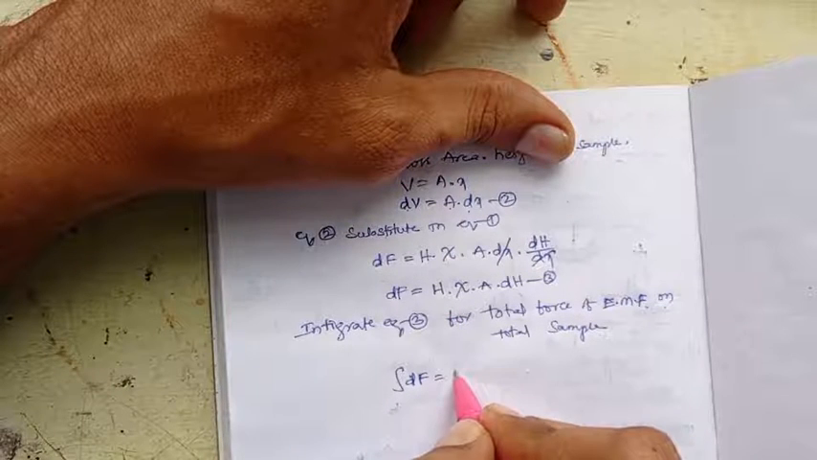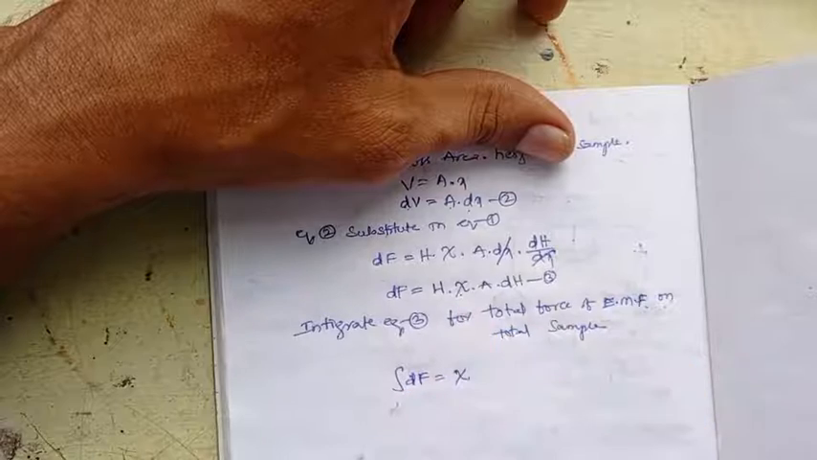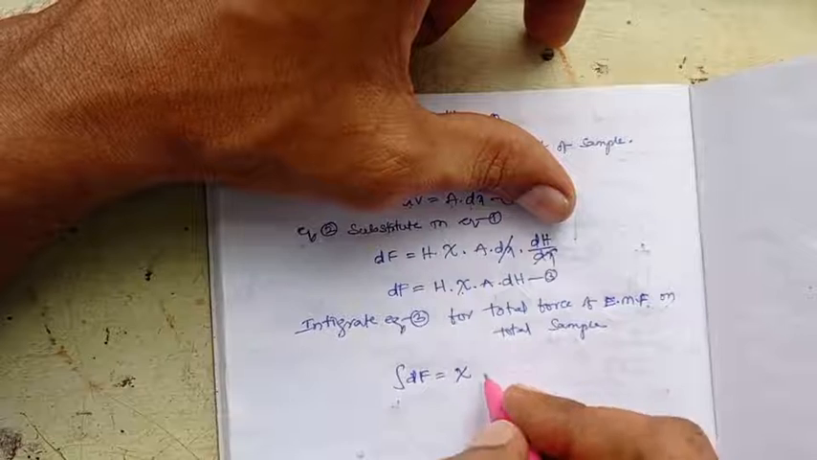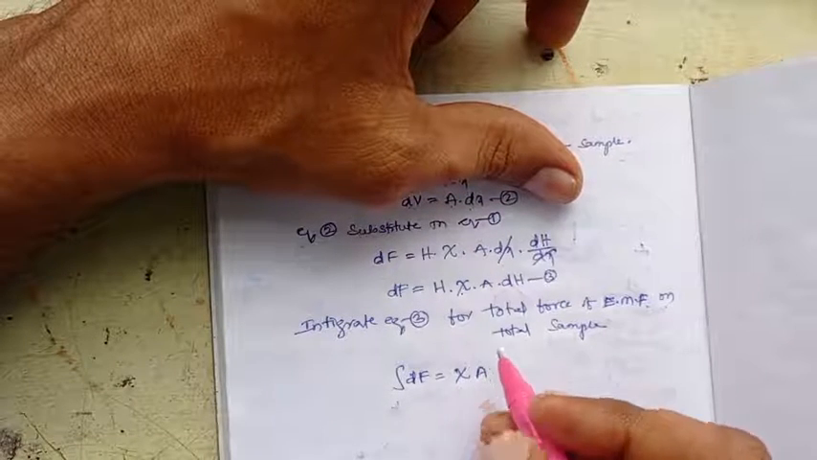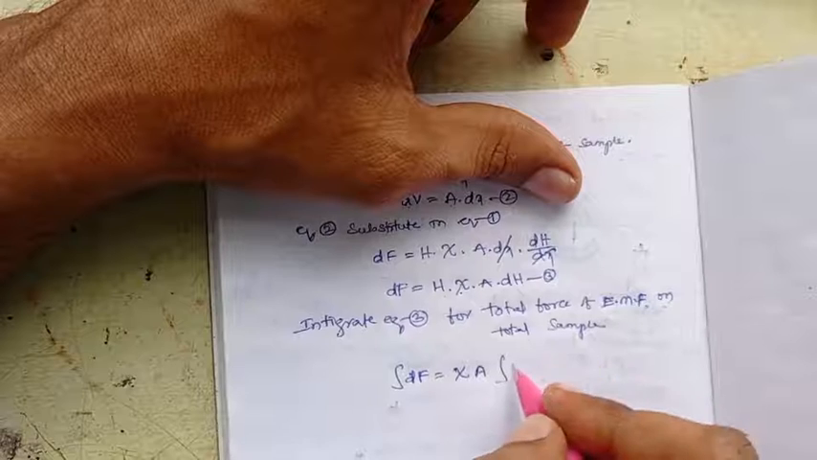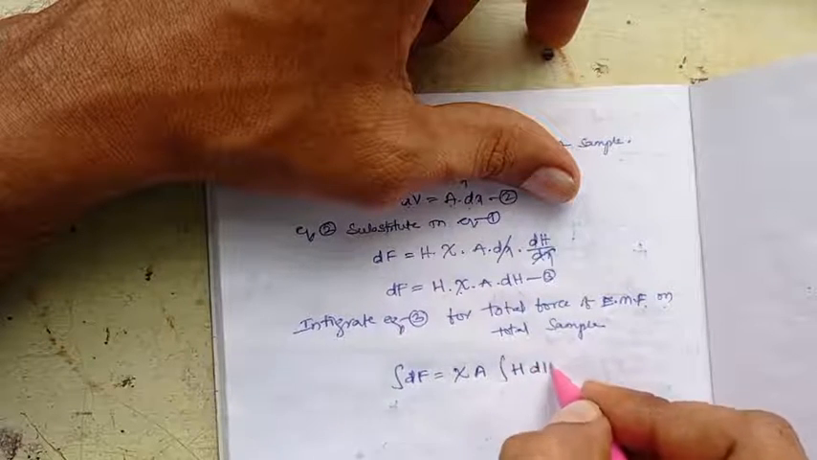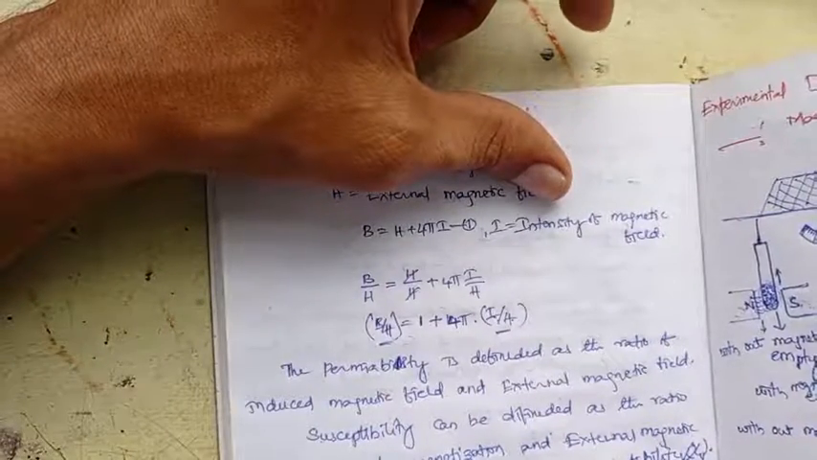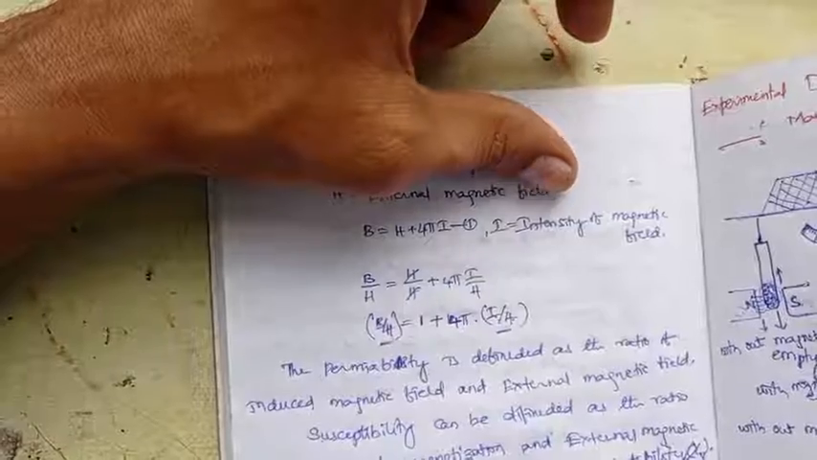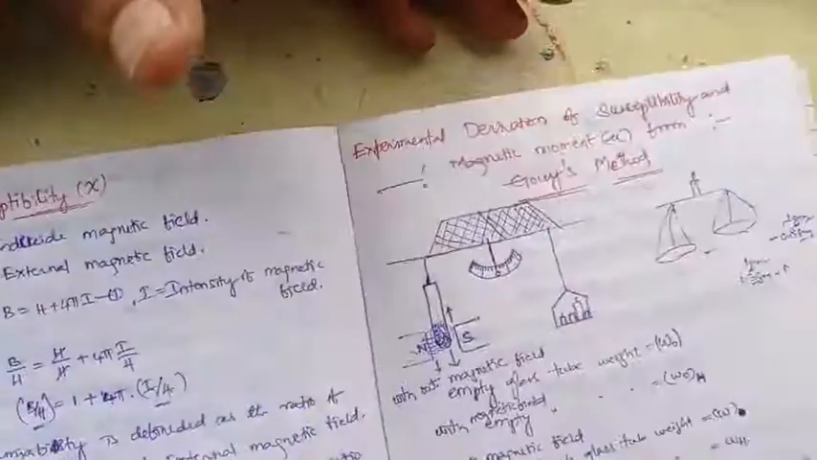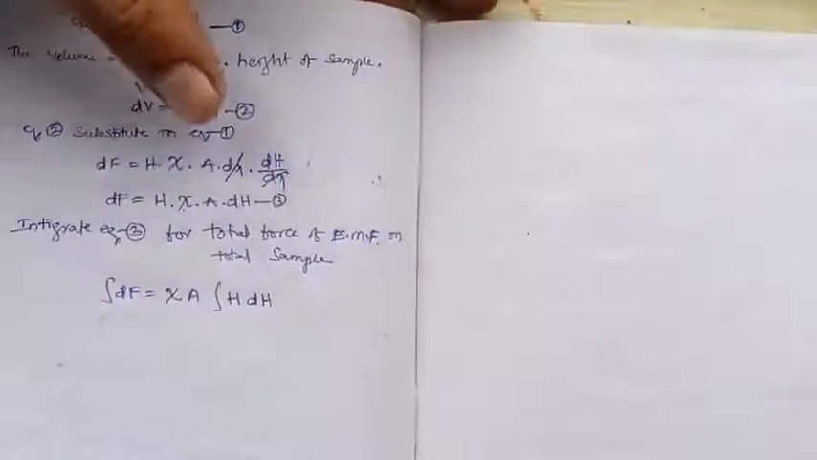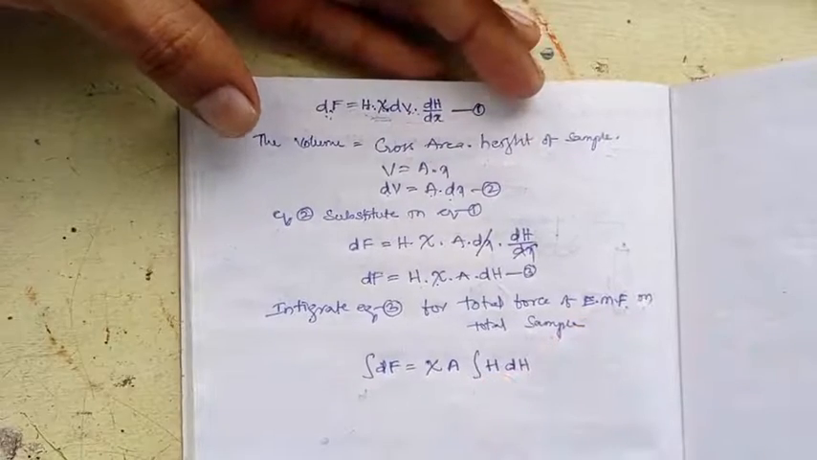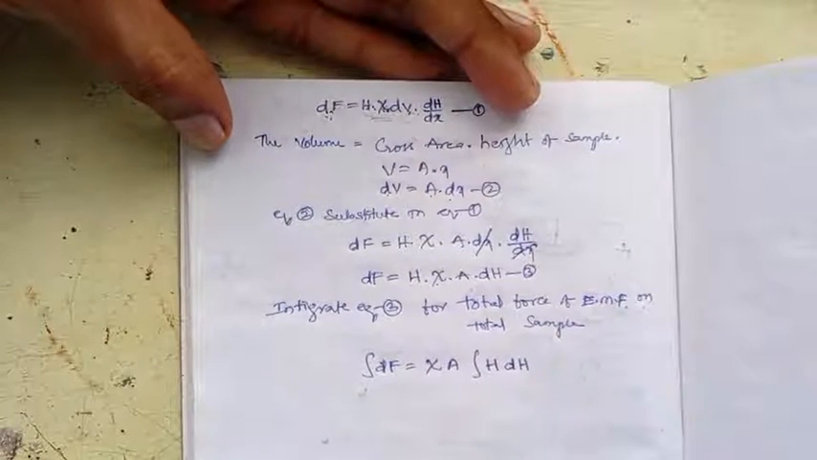here chi will be constant. The susceptibility of the substance will never change, right? And the area of the sample also never changes, but the changing factor is the magnetic field. What we are changing here, with field and without field, is nothing but the magnetic field, right? So the variable will be the magnetic field.